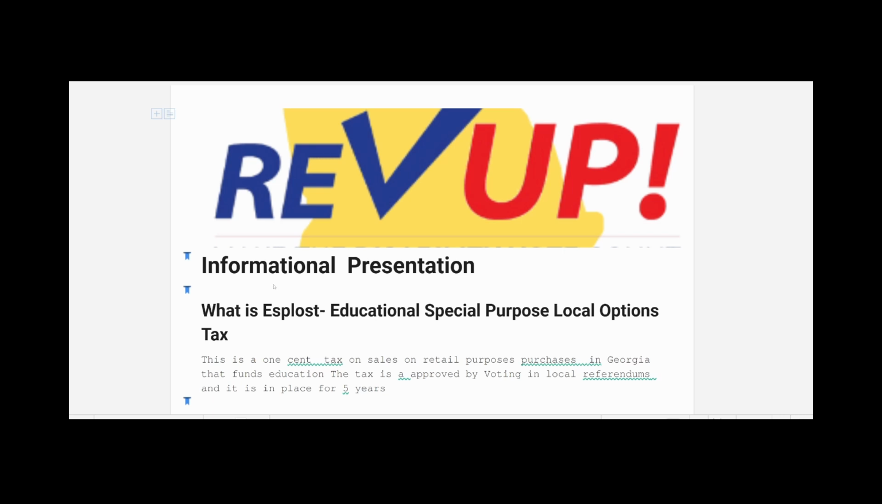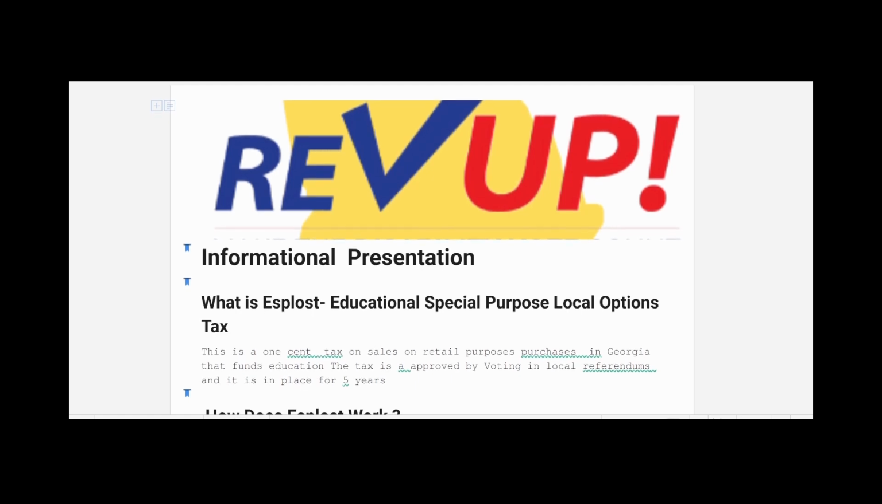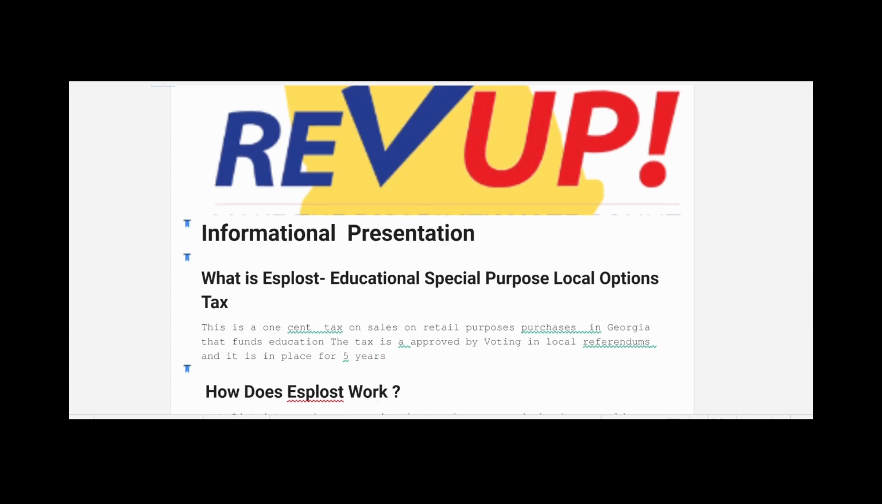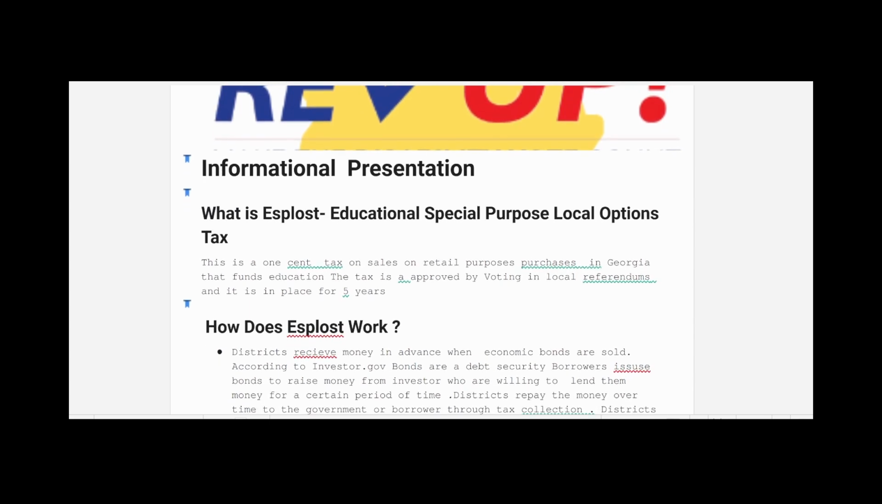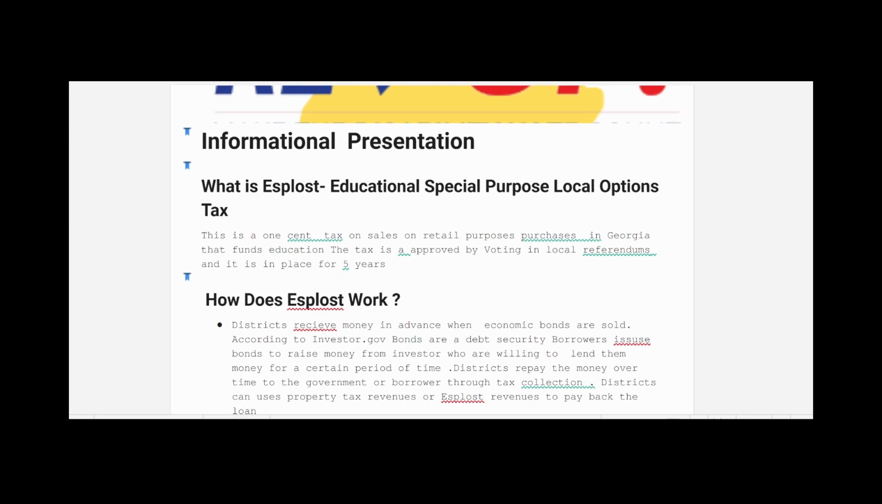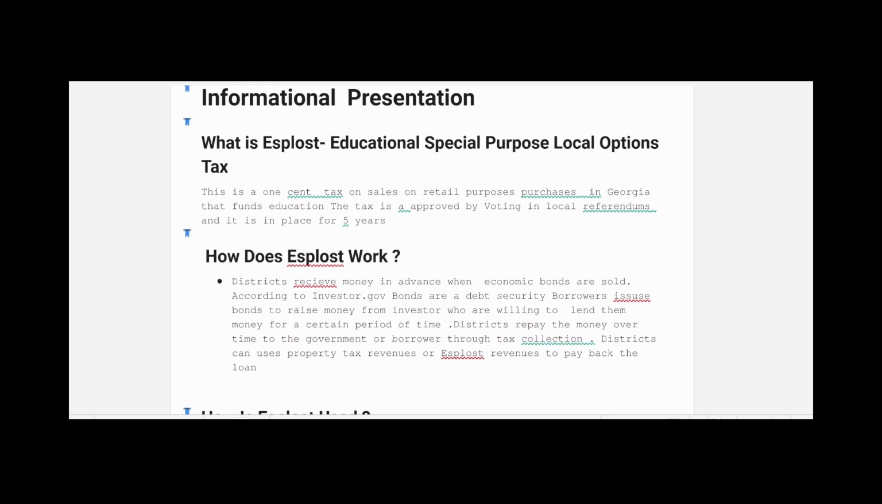The ESPLOST tax, or the Educational Special Purpose Local Option Tax, is a tax that controls the purchases that you make in stores and things like that. Now, an example of the ESPLOST tax would be like the back to school flat tax. We use the ESPLOST tax to pay for things that are related to education. It is approved by the voting residents in the local area, and it is considered a local referendum that we vote on in a minimum of 3 to 5 years.